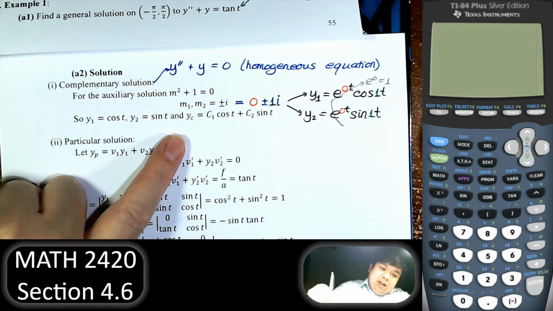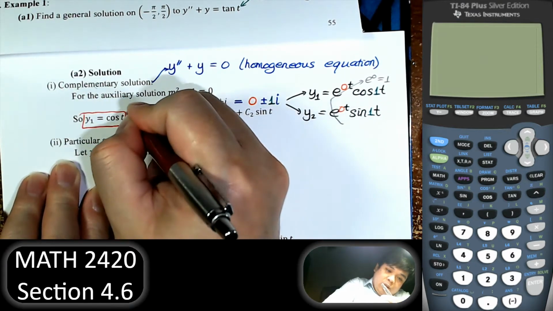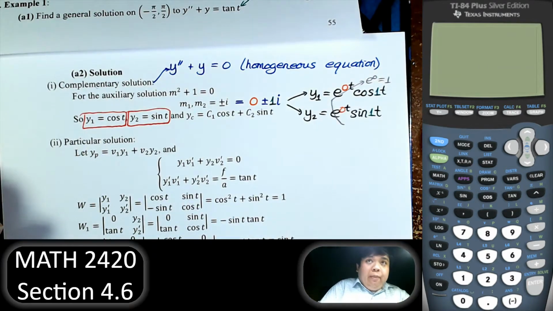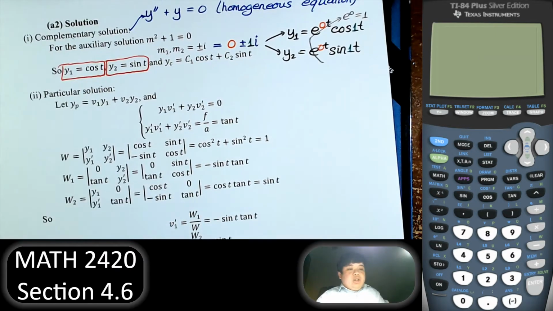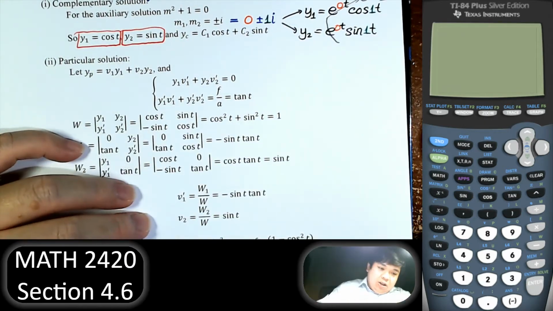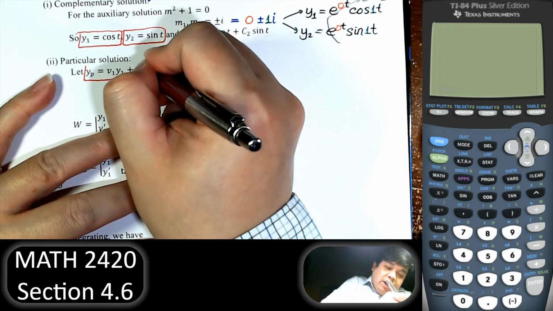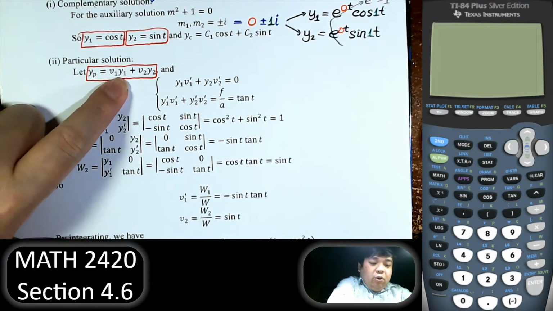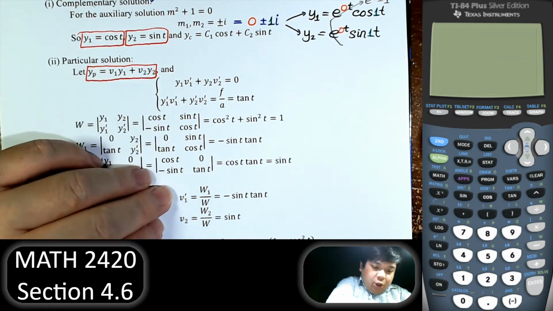Because of that, we do need to know what is y1, what is y2. So we have y1 and y2, and then of course the complementary solution is that. Now, for our particular solution, we have to guess. I mean, not guess, particular solution. If we cannot guess, we can use the variation of parameters. Assume we take this form: v1 y1 plus v2 y2.